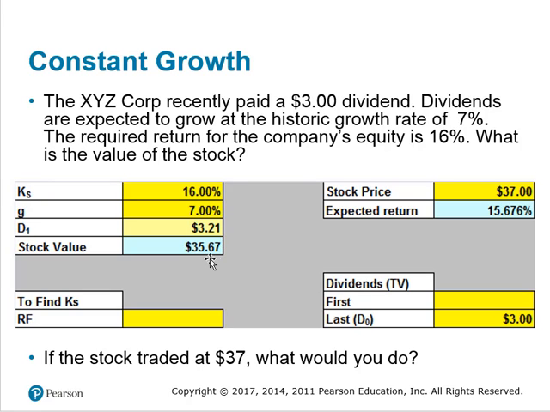Again, $35.67. If the stock's selling for $37, you wouldn't pay $37 to get $35. So it tells you not to buy this stock. But if you did buy it, you'd earn roughly 15.6%. However, for the riskiness of this investment, you wanted to get a minimum of 16%. So again, this is a stock that we probably do not want to buy.